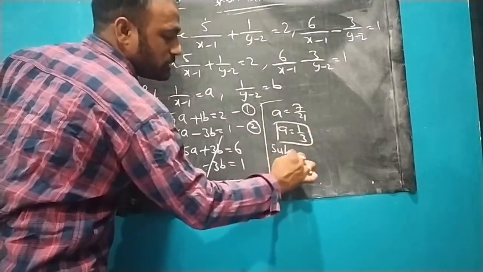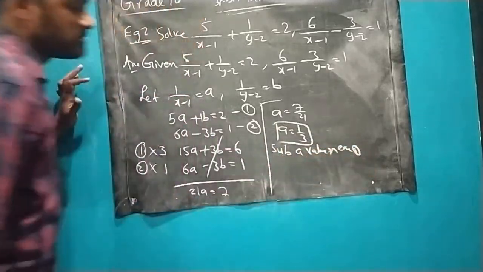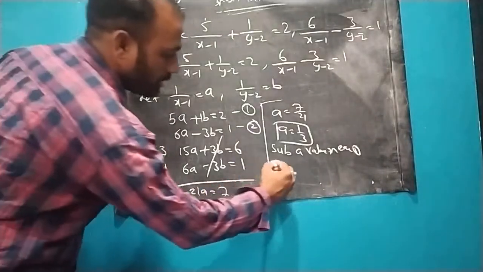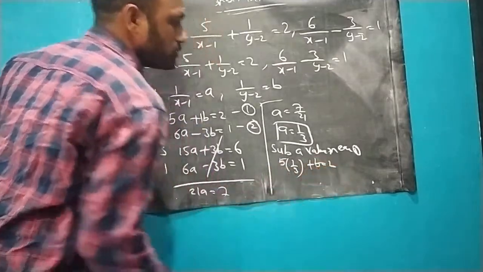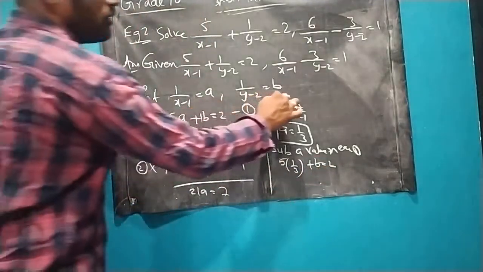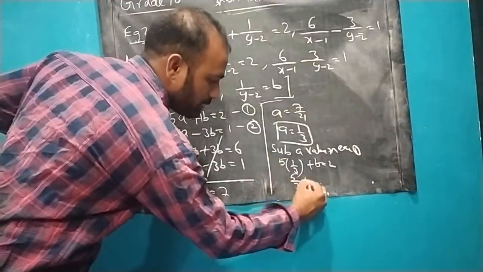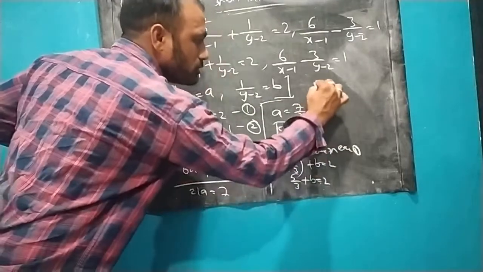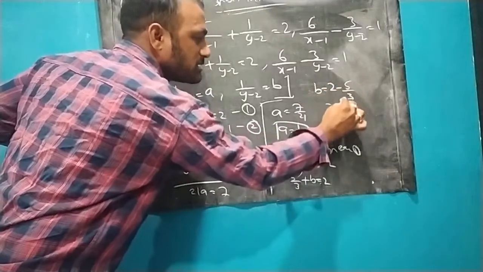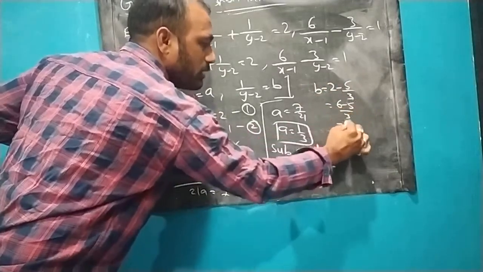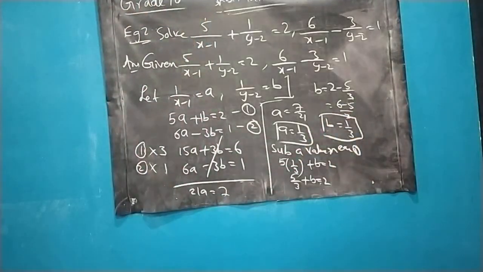Now, we will substitute the a value in equation 1. So what will it become? 5 into 1 by 3 plus b is equals to 2. So it is 5 by 3 plus b is equals to 2. So b is equals to 2 minus 5 by 3. 2 3s are 6, 6 minus 5 by 3, which is 1 by 3. The b value also I got as 1 by 3.